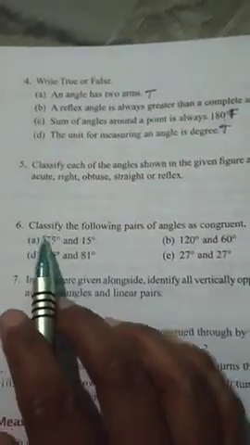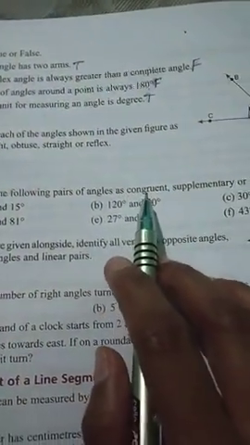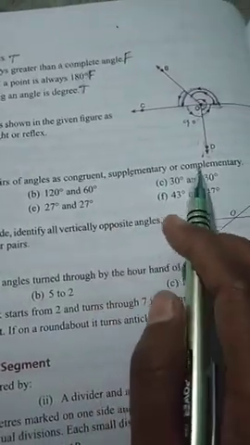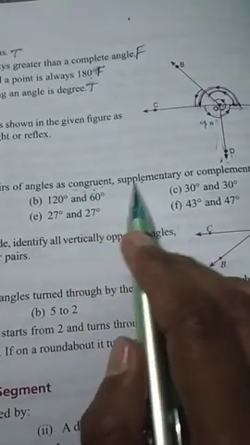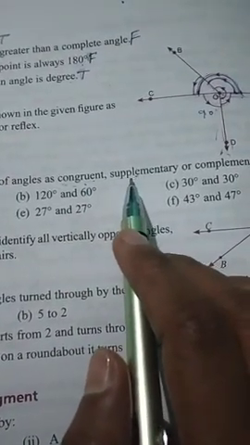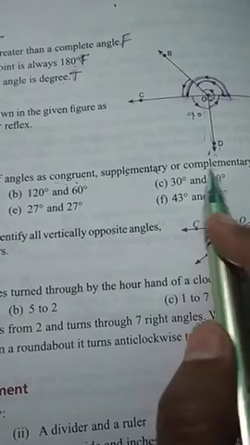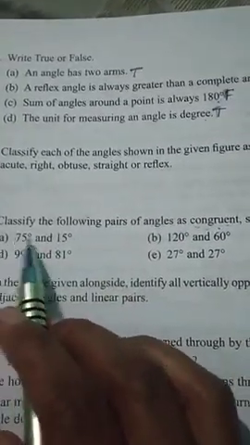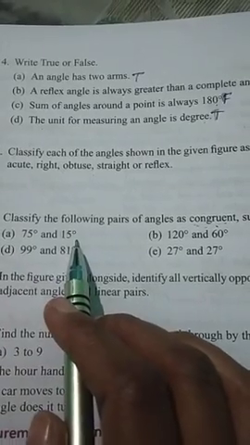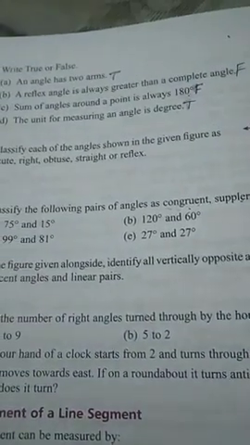Question number 6. Classify the following pair of angles as congruent, supplementary and complementary. Congruent means the angles which are the same, equal, that is called congruent. Supplementary means the sum of two angles is 180 degree. And complementary, sum of two angles is 90 degree. Now you have to classify. Just add it. 75 degree plus 15 degree. That is equal to what?